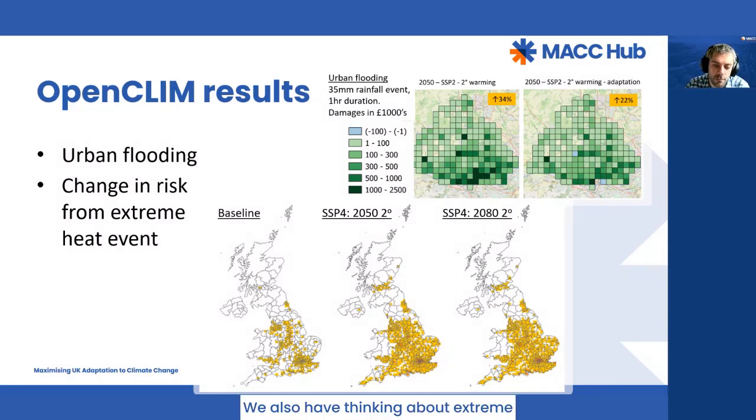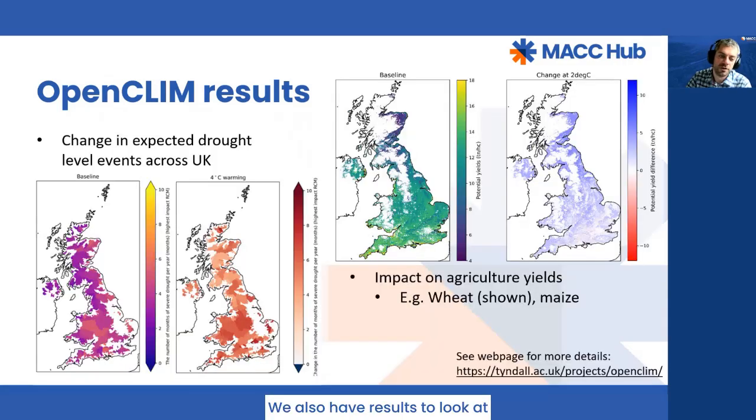We also have, thinking about extreme heat, so flipping from water to heat, how extreme heat impacts mortality rates in the UK. So the results on the screen there just highlight, using the SSP economic pathway, how that changes between 2050 and 2080 from what it currently is in terms of the number of deaths that might occur per year due to the number of days of increased heat waves that occur and the impact on health that has. We also have results that look at levels of drought, for instance.